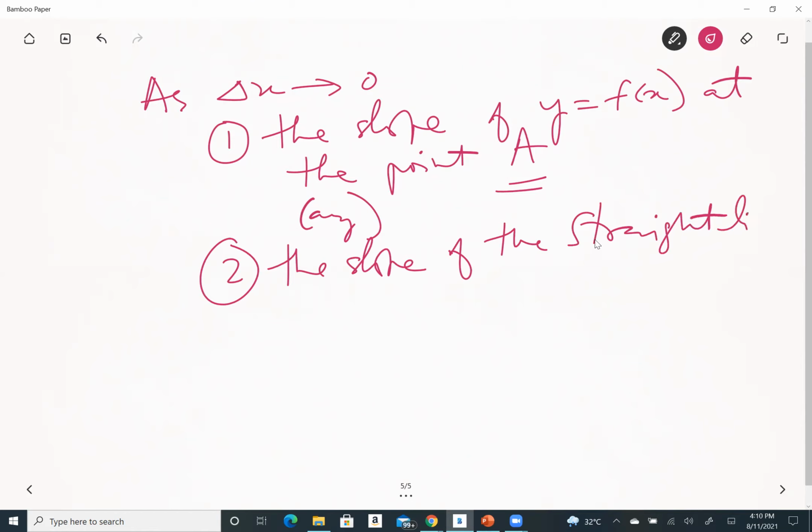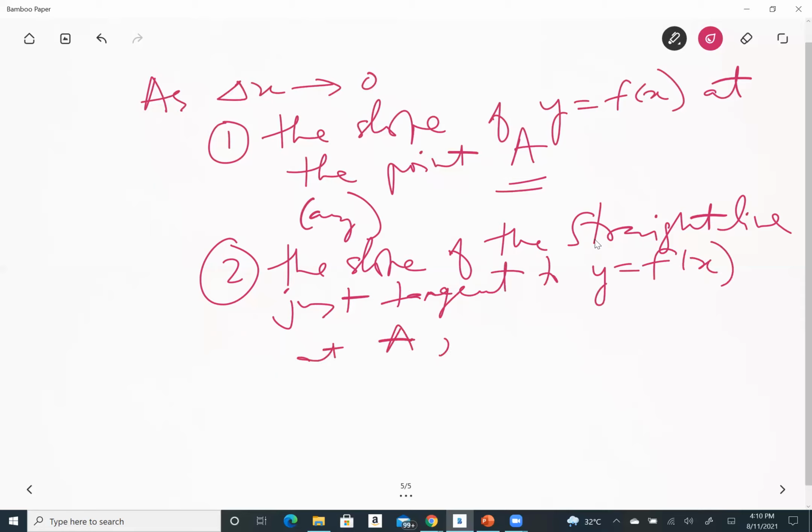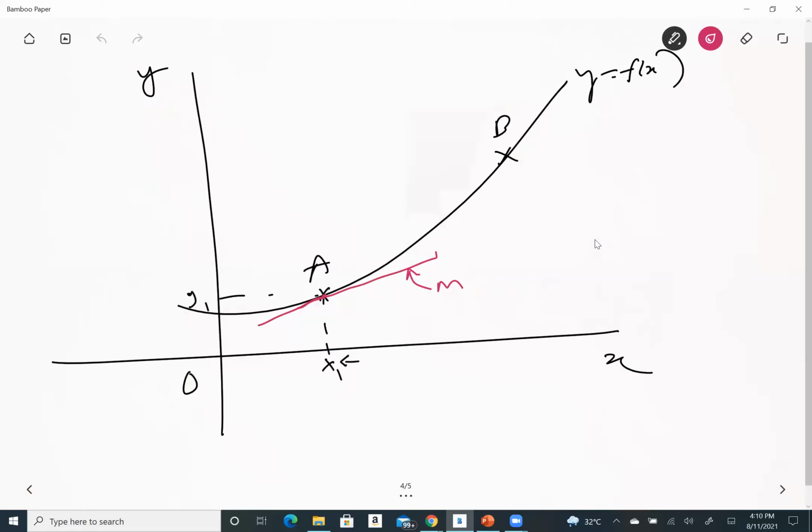Okay, a line just tangent to the curve y equal to f of x at A. Generally, at any point that we are talking about. So as you make the delta x smaller and smaller, the slope at the point A will be the slope of the straight line just tangent to the curve at that point A.